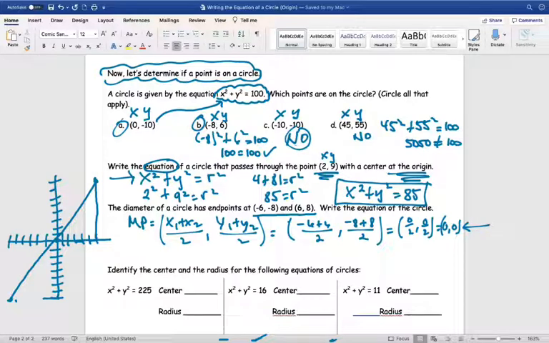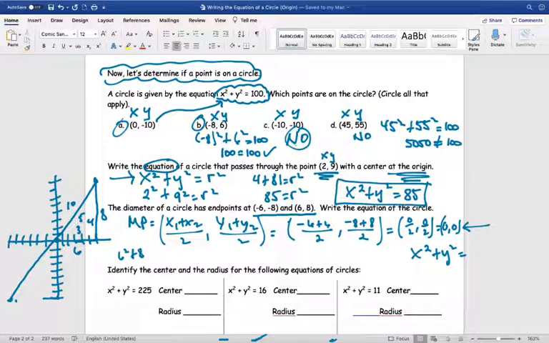So I know the center is at the origin. So I know when I start off my equation, it's going to be x squared plus y squared because my center is at the origin. Now I just need to figure out my radius. I know that this was 6 units, and I know this was 8 units. So I can probably see that this is a 3, 4, 5 triangle, which would make this 10, which makes my radius 10.